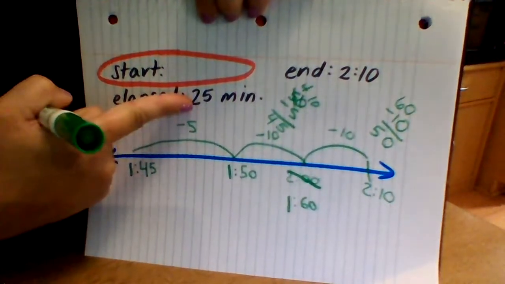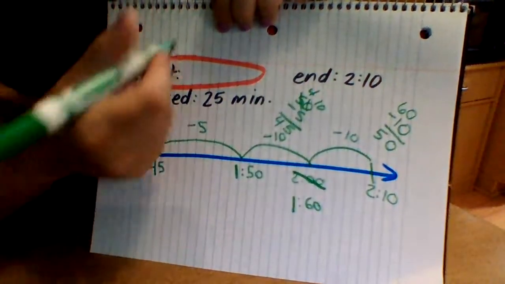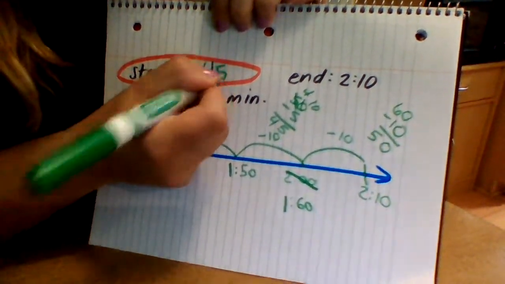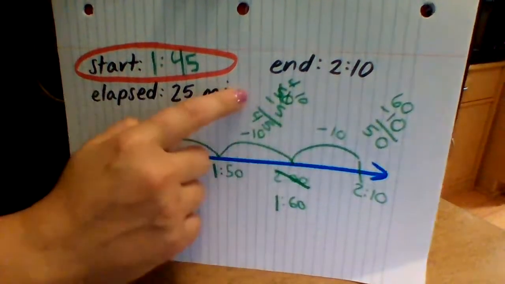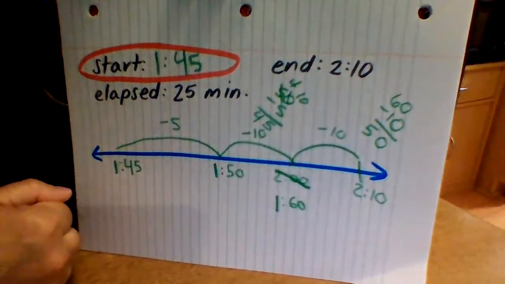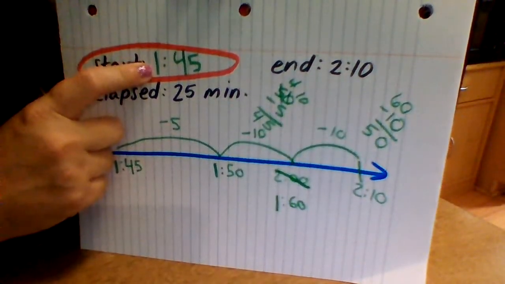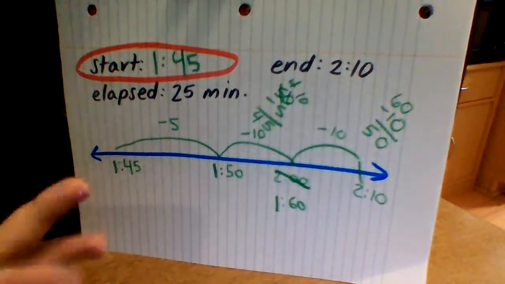Did I take away the correct number of minutes? 10, 20, 25. I did. My start time is 1:45. Let's think about it. Does it make sense? If I start at 1:45 and I go for 25 minutes, could I end at 2:10? Yes. What if this number was 2:45? Would that make sense, starting at 2:45 and ending at 2:10? No.